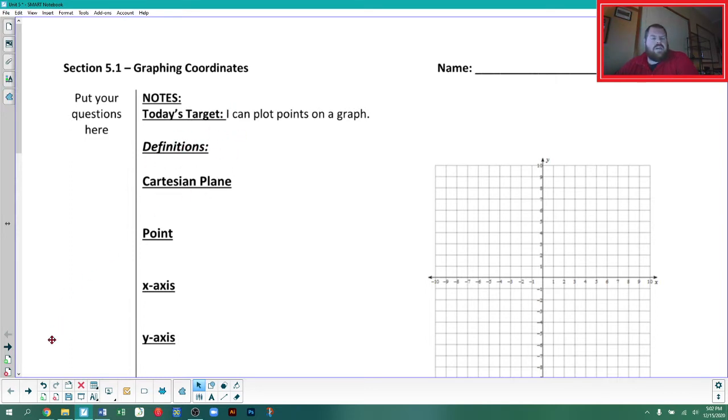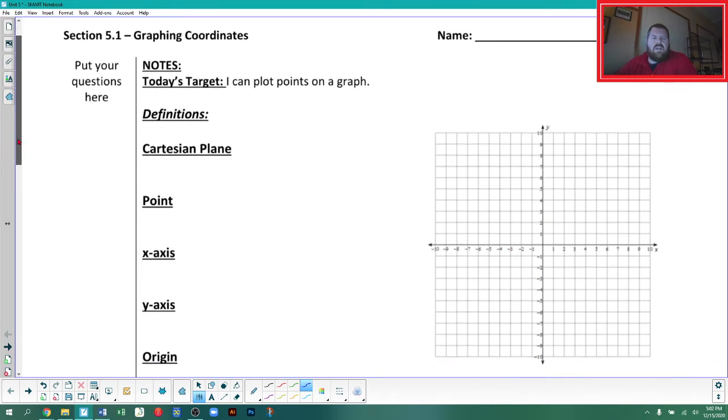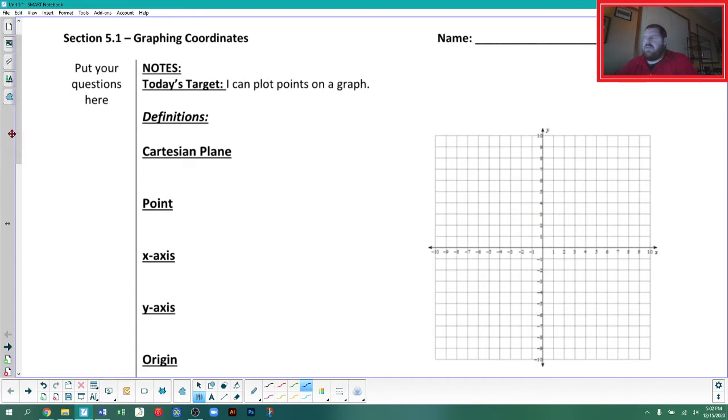This is your note page. It's in your notebook for flipped algebra 1 winter term. We're going to go over some of these things and I'm going to kind of give you an idea of what I expect you to have done, and then a possible extension if you want to keep going and get a little bit more practice.